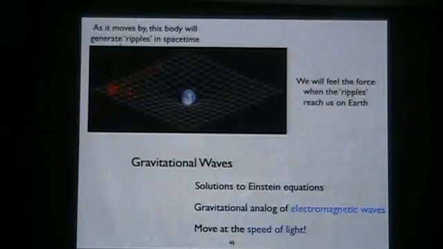Well, as it moves, it's going to send ripples in space-time. And this guy is not going to know anything about this observer until those ripples get there. So curved space-time gives us an idea of where the ripples travel. And these ripples have a name, they're gravitational waves.